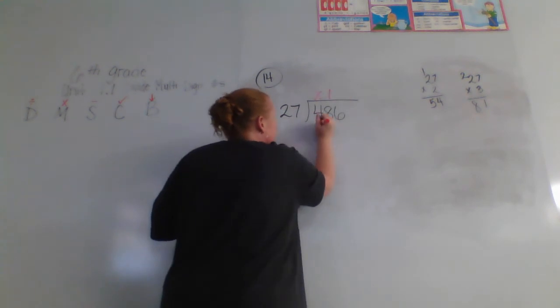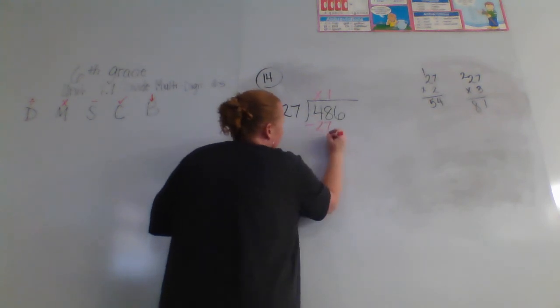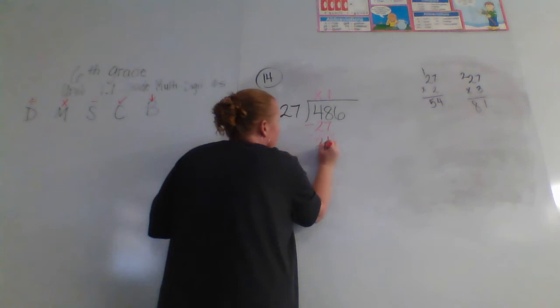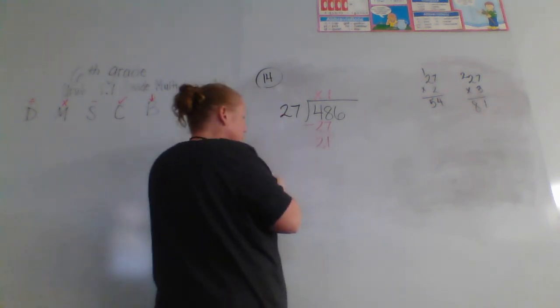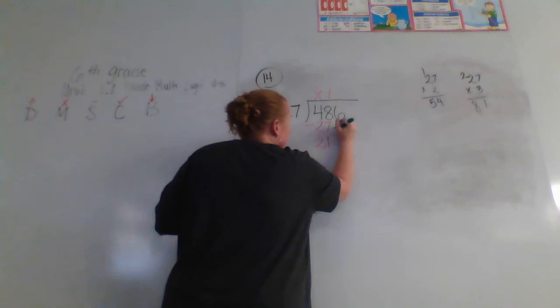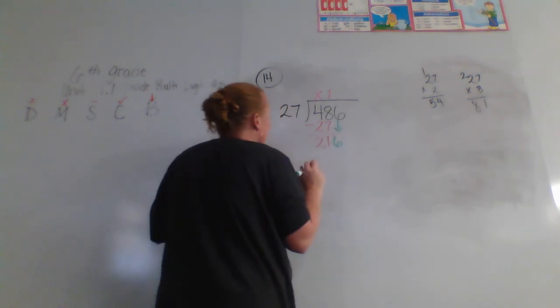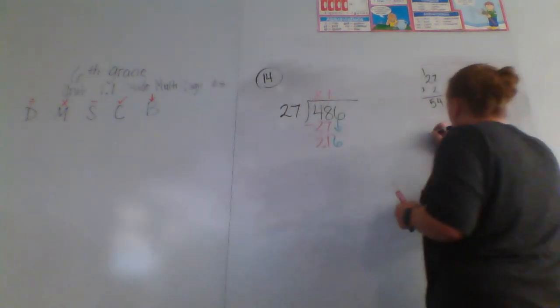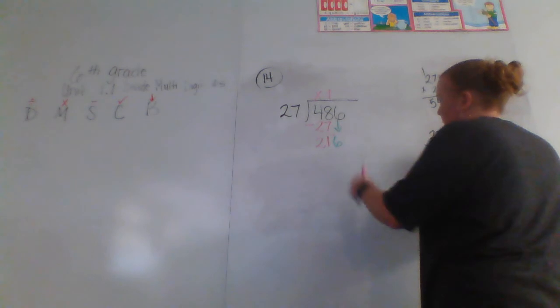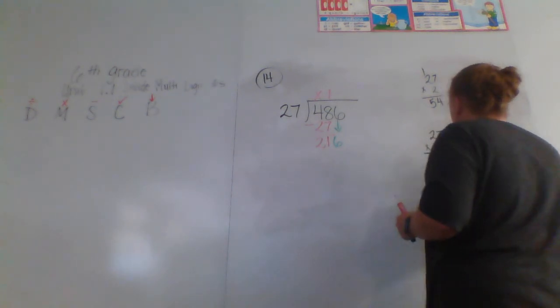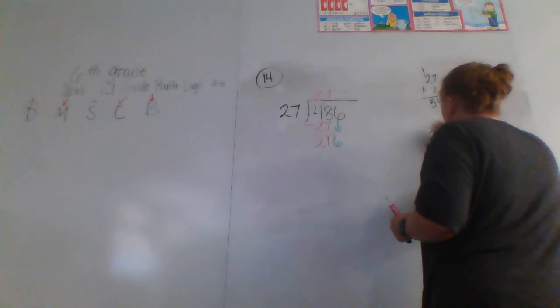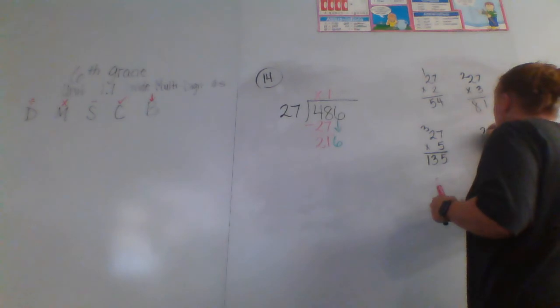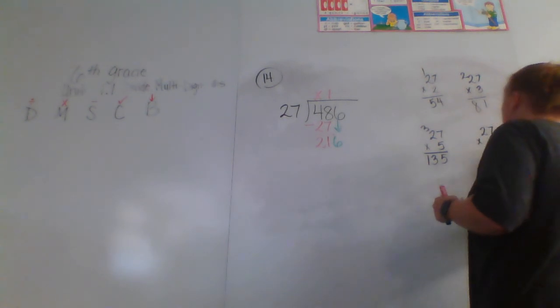So 1 times 27, subtract, 8 minus 7 is 1. 4 minus 2 is 2. 21 is smaller than 27, so I can bring down my 6. Okay, so I did not go up to 216 there, so I'm going to go ahead and do a couple more. I'm going to jump to 5 to see what that gives me. So 5 times 7 is 35. 10, 13, that's 135. I need way more than that, so I'm going to go ahead and do times 7. And see where that gets me.